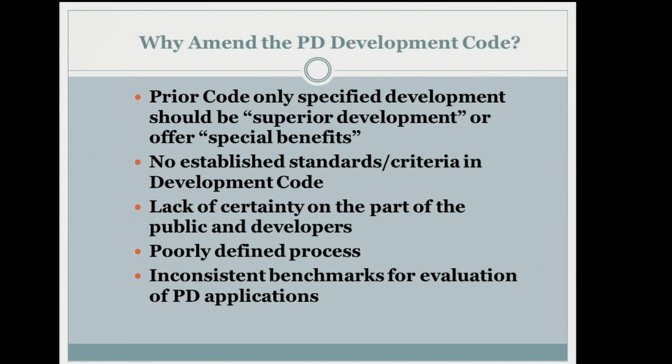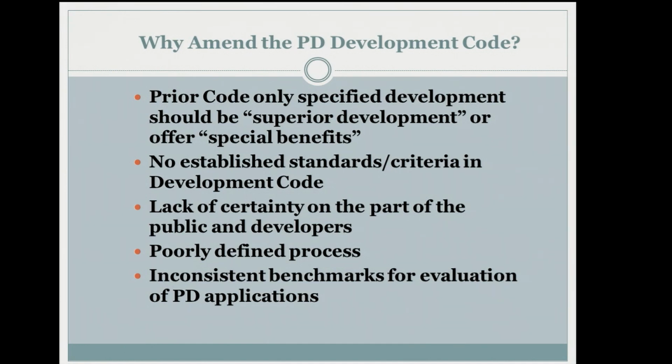So why did we go through a process of amending the PD aspects of the development code? The prior code really only specified that development should be of superior development or offer special benefits to the community. There weren't any established standards or criteria in the development code that would guide Planning and Zoning Commission, staff, and City Council in determining what is superior development or what offers those special benefits.